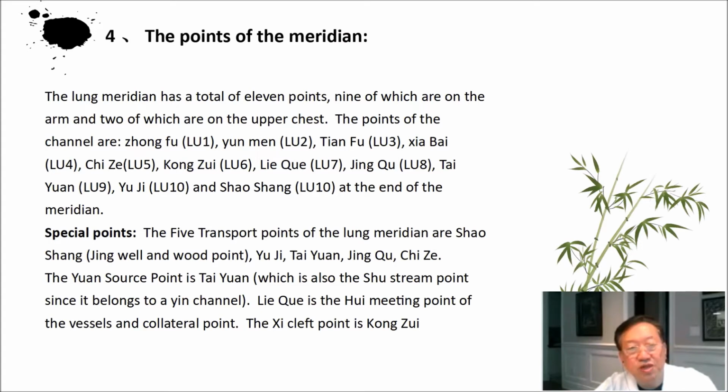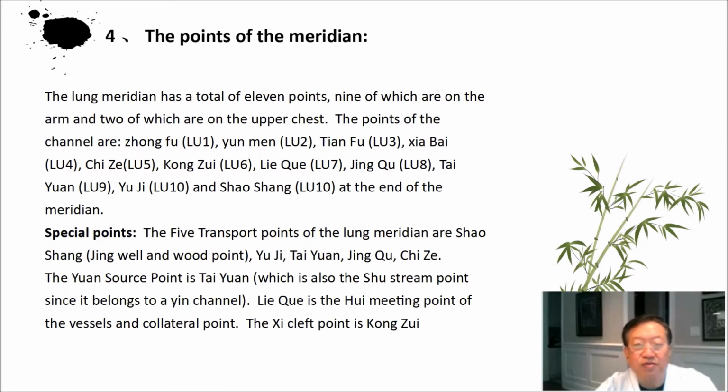The lung meridian has a total of 11 points, 9 of which are on the arm and 2 of which are on the upper chest. The points of the channel are Zhongfu, Yunmen, Tianfu, Xiabai, Chizhe, Kongzui, Liechui, Jingchu, Taiyuan, Yuji, and Shaoshang at the end of the meridian. Special points.